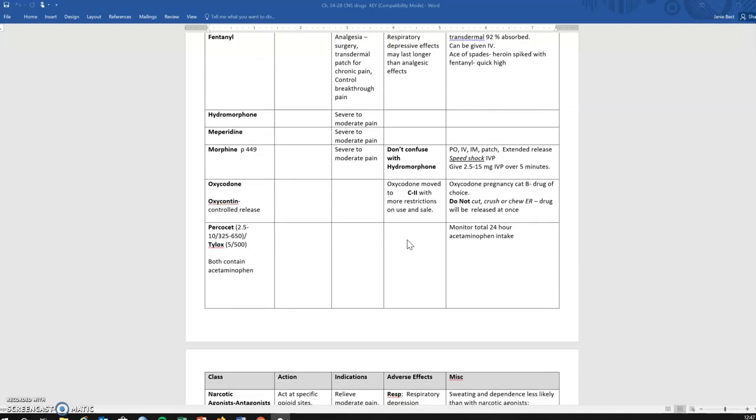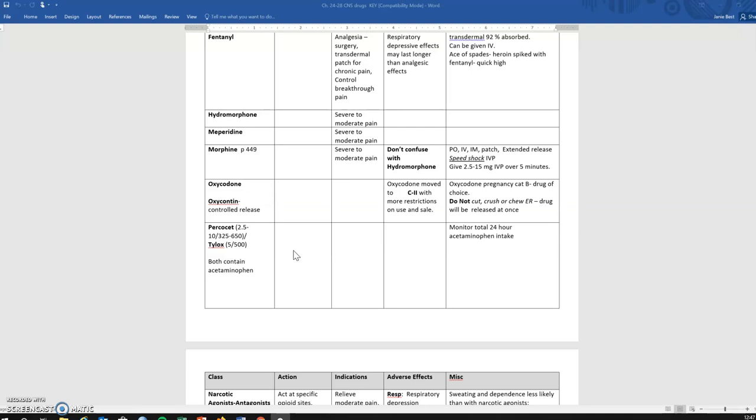The oral drugs on your chart include oxycodone or OxyContin and Percocet, or the brand name of Tylox. These drugs are also class 2 and have more restrictions with use and sale than some of the things like codeine, which is a class 3. You can't crush or chew any of these extended release drugs, regardless of which drug you're putting in that extended release. They can't be cut or crushed because it would rapidly release the medication instead of slowly releasing over time.